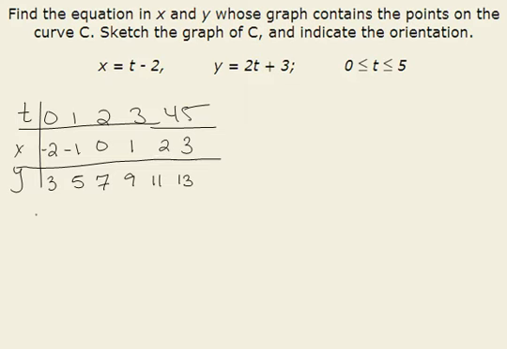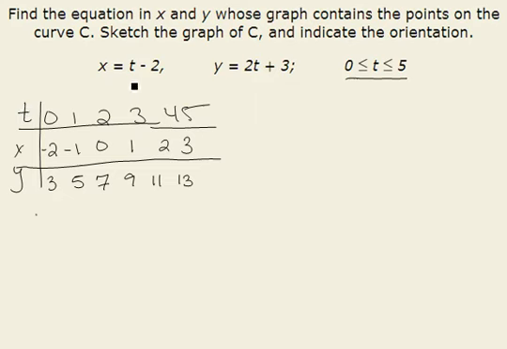In this problem, we are asked to find the equation in x and y whose graph contains the points on the curve C. We are then asked to sketch the graph of C and indicate the orientation. One way to graph C would be to plot points, letting t range between 0 and 5, and evaluating our function x and our function y, noticing that both of them are linear.